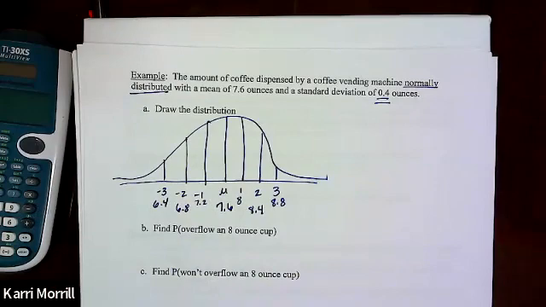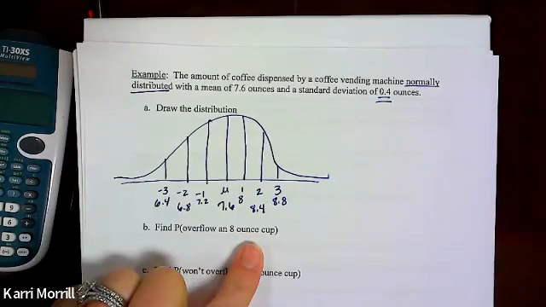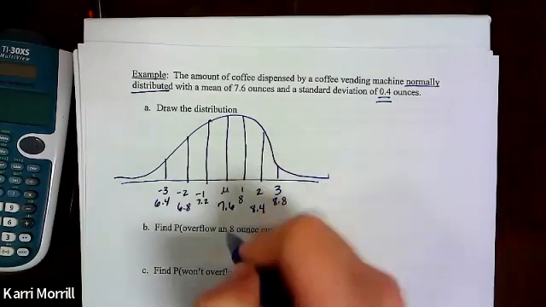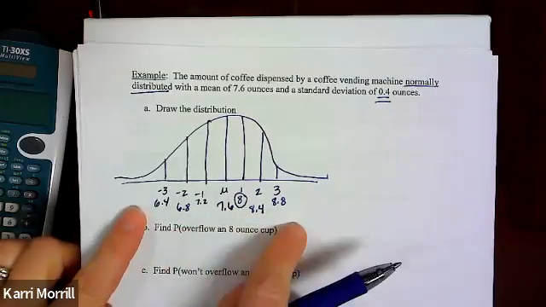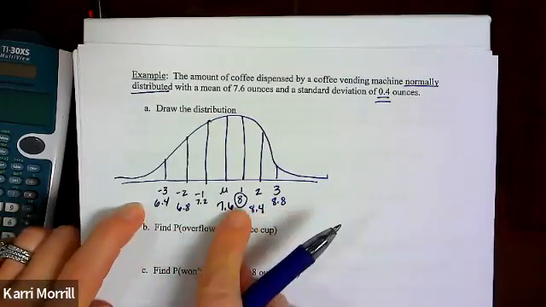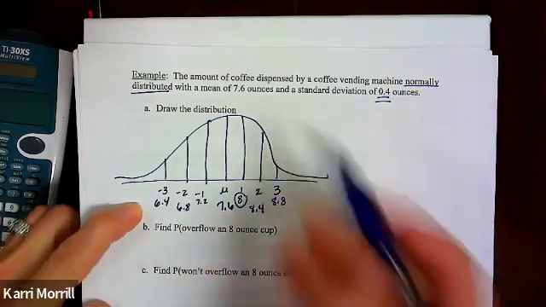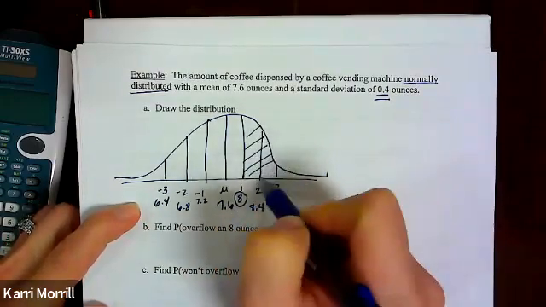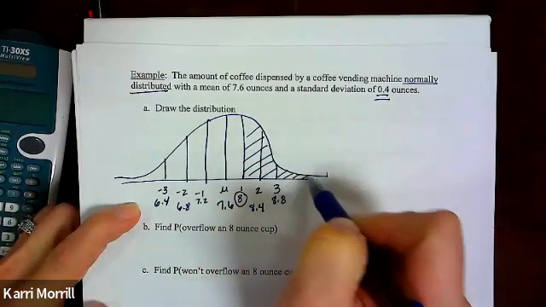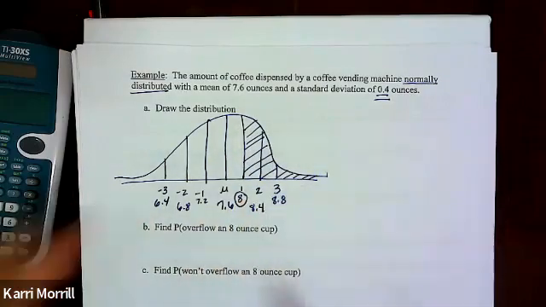So it says find P, meaning the overflow of an 8-ounce cup. So let's think about what that means. This is an 8-ounce cup. That's what these represent. And we're going to overflow it. So anything more than 8 ounces is to the right of that 1 standard deviation and all the way to the end, including the tail.